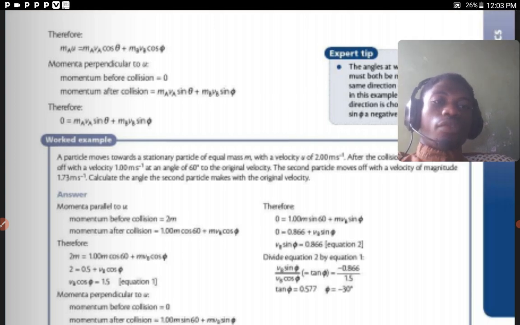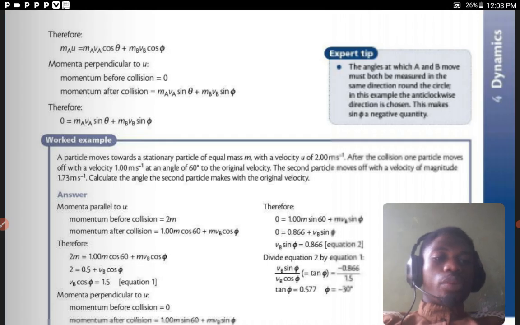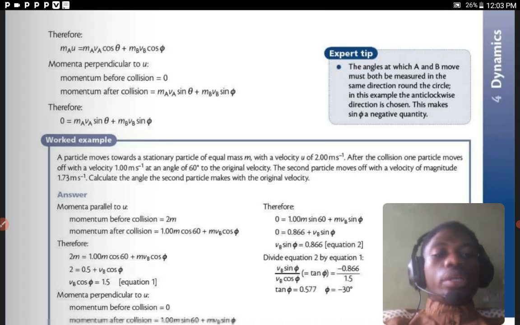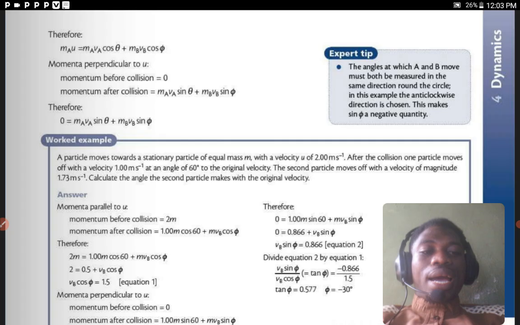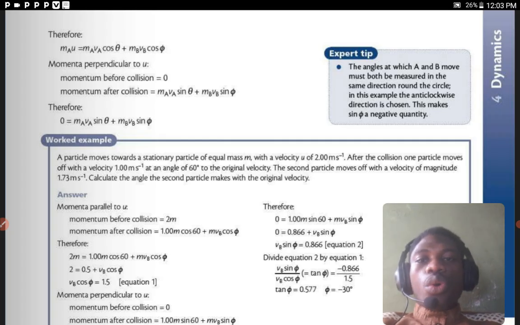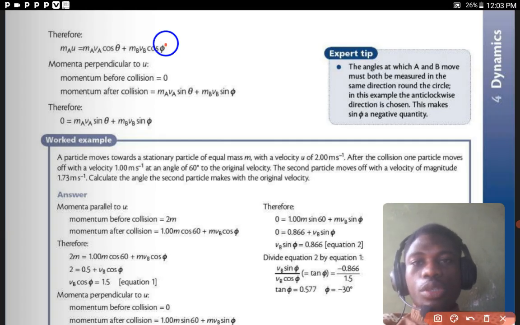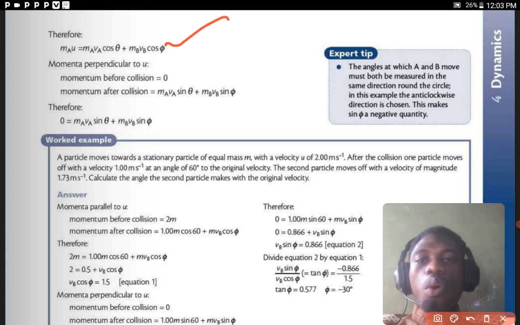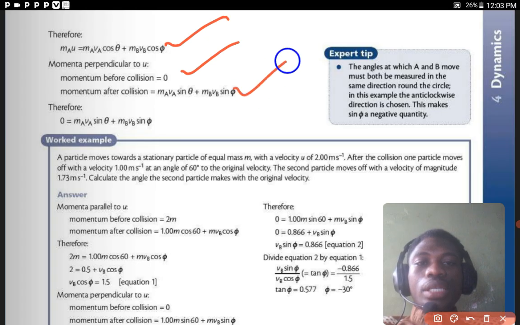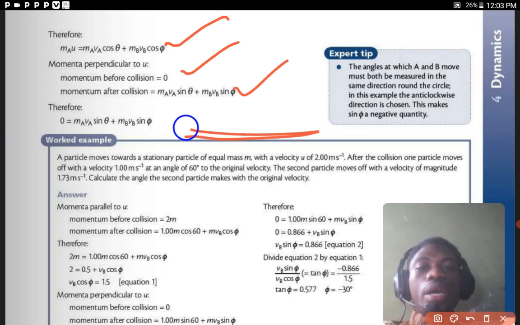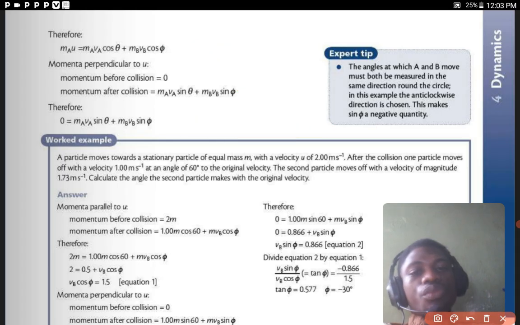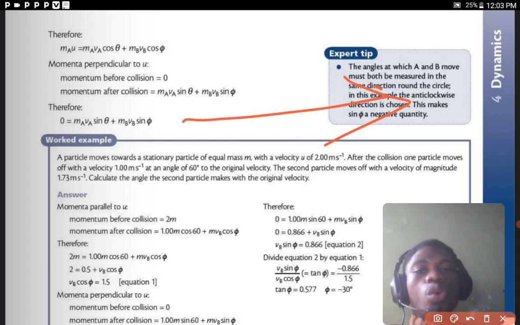So now, since we're talking about conservation of momentum, what we can say is momentum before and after collision is what? Equal, are the same. So we now equate. I'm not going to be solving, I will just be explaining from here. Now you see the momenta perpendicular to U, you have the momentum before collision 0, and then we have momentum after collision. This is it. So you see that we have resolved the momenta parallel to U and the momenta perpendicular to U.